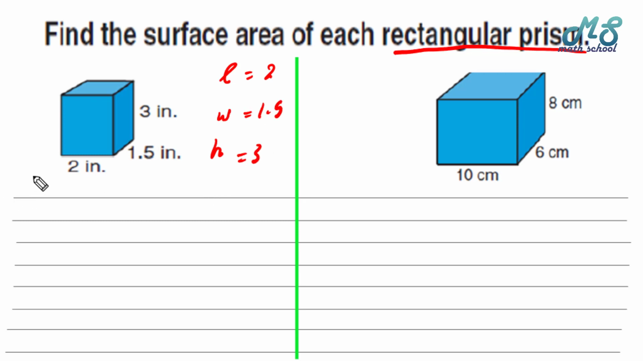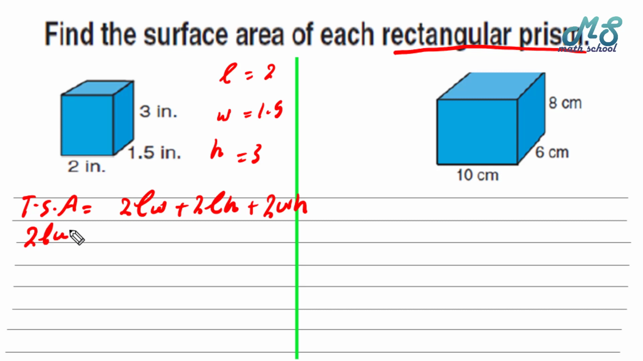Ask yourself, the total surface area is equal to what? Yes. Length times width, then multiply by 2, plus length times height, then multiply by 2, plus width times height, then multiply by 2. This is the rule. First, find 2 times length times width. So we get 2 times 2 times 1.5. 2 times 2 equals 4. 4 times 1.5: 4 times 15 equals 60, and inserting the decimal point, we get 6.